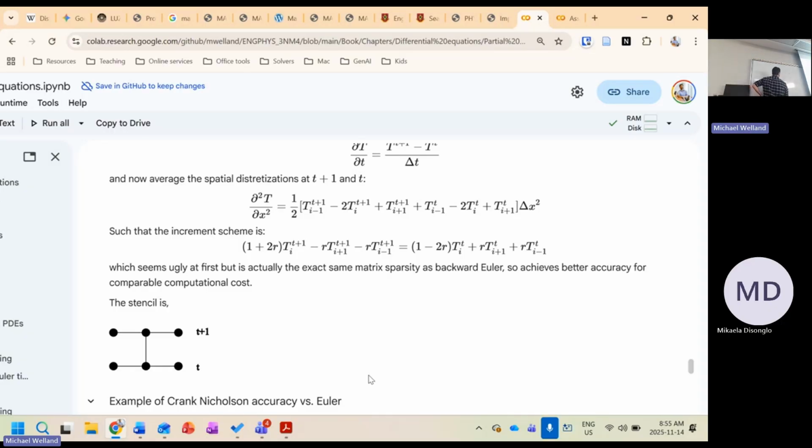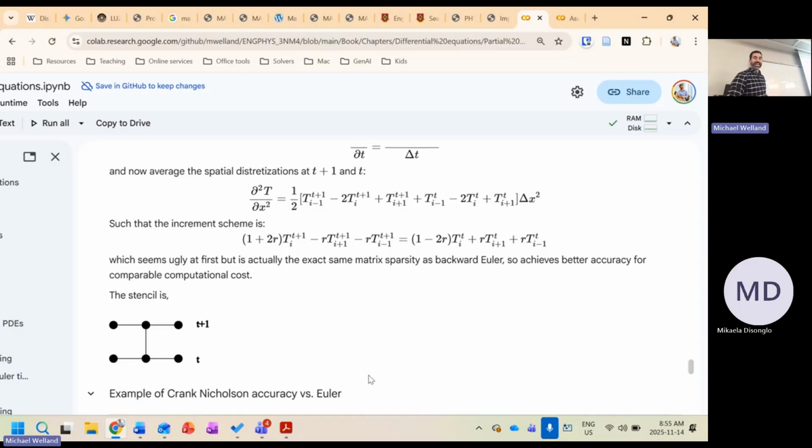All the information from the previous guy goes in here. Yeah. The benefit to it is that it actually achieves second order accuracy. So that's nice. The stencil is a little bit more complicated. It just looks like an ice cream sandwich. That's what I think of every time I see this thing.